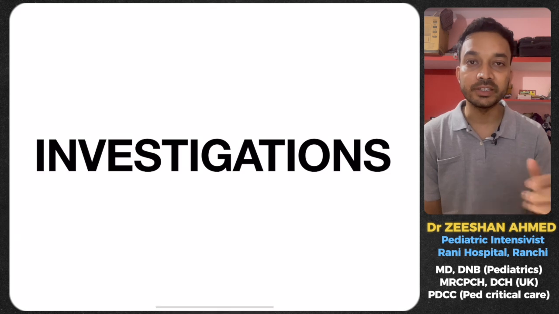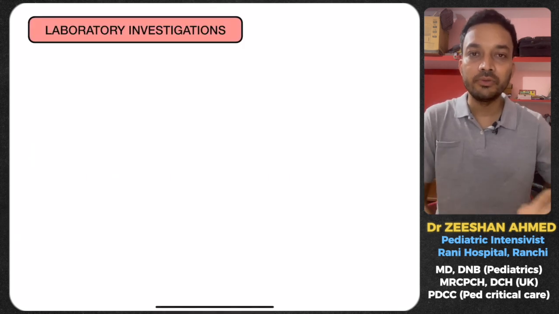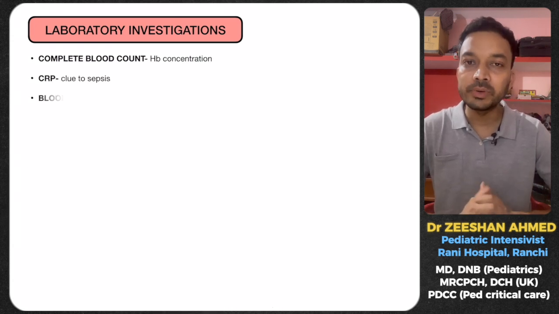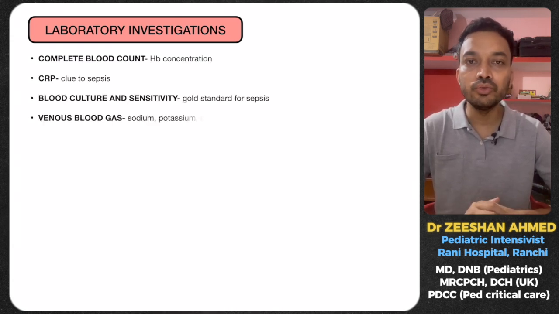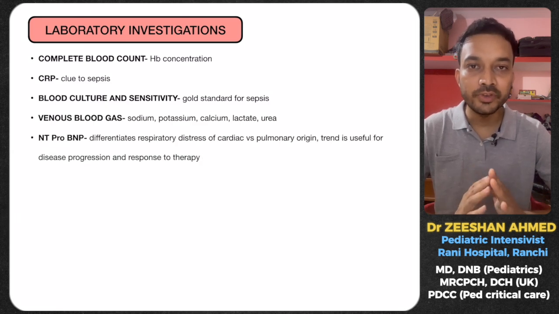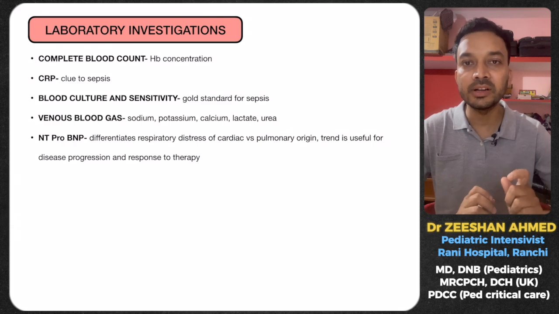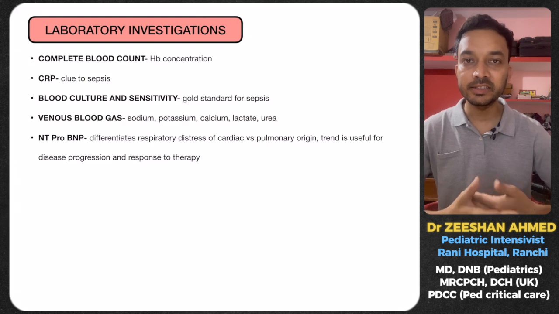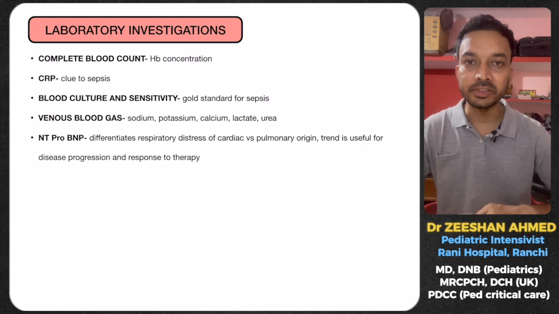Coming to the investigation part. First of all, we'll discuss the laboratory investigations. In our hospital, whenever any child comes, we do some basic investigations, like complete blood count. And here we should look for the hemoglobin concentration, because anemia, any kind of anemia, will worsen the heart failure. Next is the CRP, which, if it is increased, is a very good clue to sepsis. Again, blood culture and sensitivity is the gold standard for sepsis, and sepsis can lead to cardiac dysfunction.